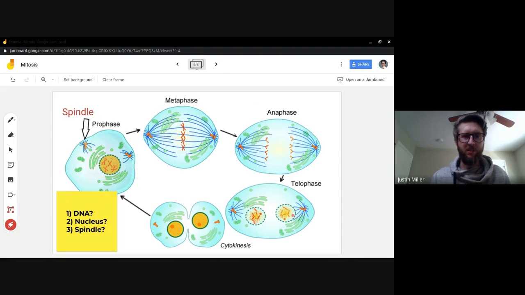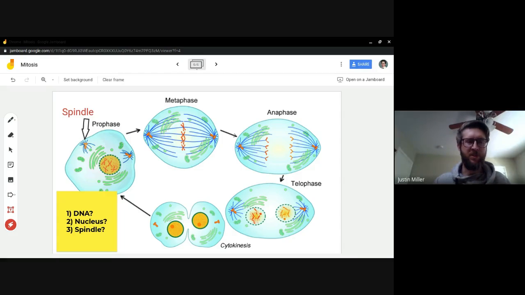So this is mitosis, all of these stages, PMAT, PMAT. So you're going to need to be able to recognize what stage of mitosis the cell is in based on what it looks like. And what you're looking for when you're trying to determine what stage of mitosis it's in is the DNA, the nucleus, and this thing called the spindle. Here's the spindle right here. There's actually two of them. There's one and there's two.